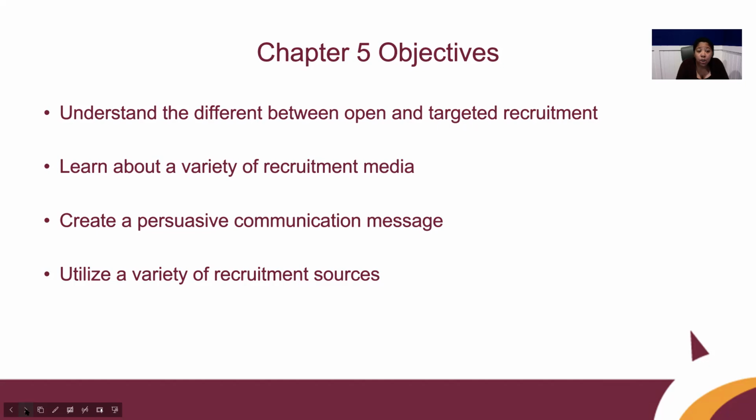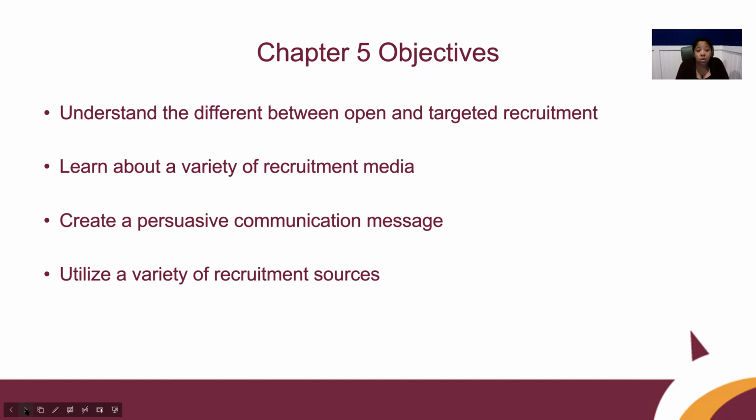We're going to learn about a variety of recruitment media. I think we have all at this point in our lives become familiar with the various types of social media, and how businesses and organizations are now using it as recruitment tools. Some are even using it as retention tools and ways to keep their workforce engaged.